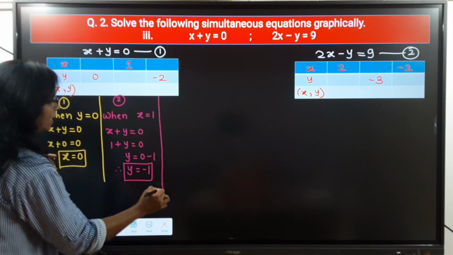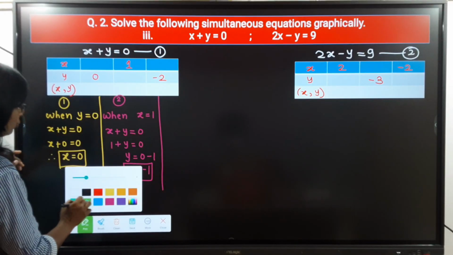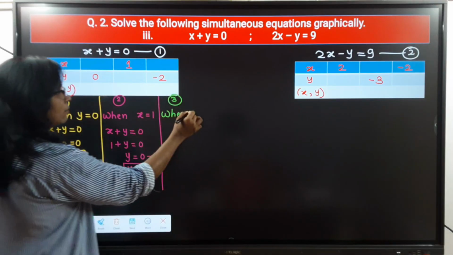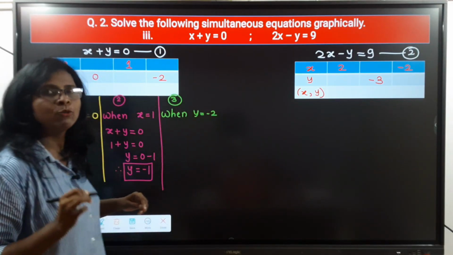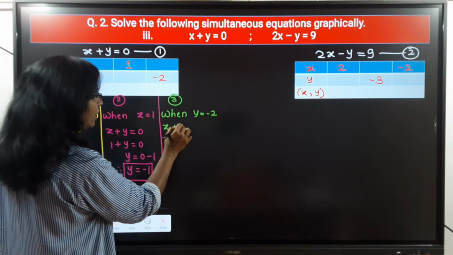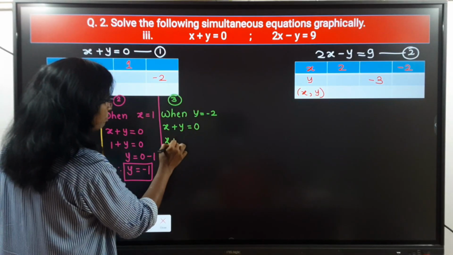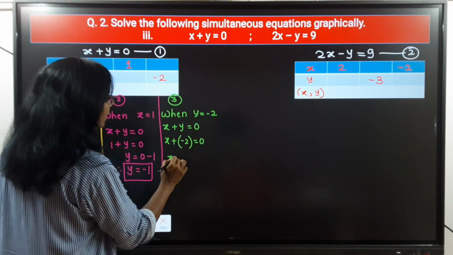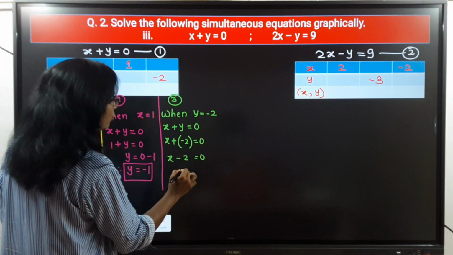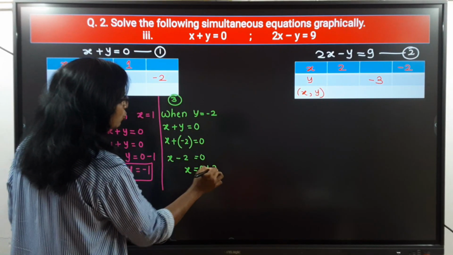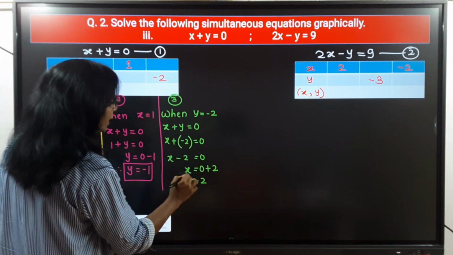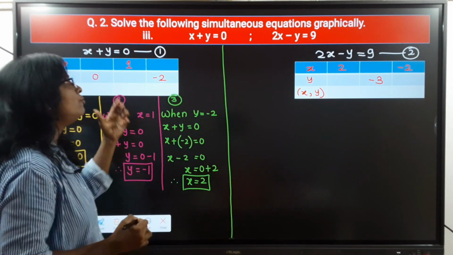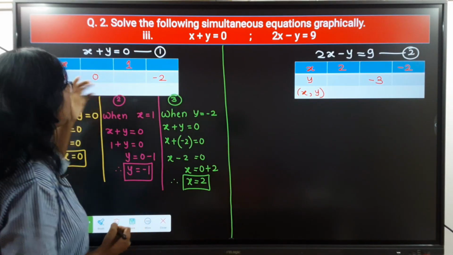So now the next value, students, is for when y is equal to minus 2. The equation is x plus y is equal to 0. Therefore, x plus minus 2 is equal to 0, that means x minus 2 is equal to 0. Therefore, x is equal to 0 plus 2, so x is equal to 2. Now here we have the values for the individual equation x plus y is equal to 0.